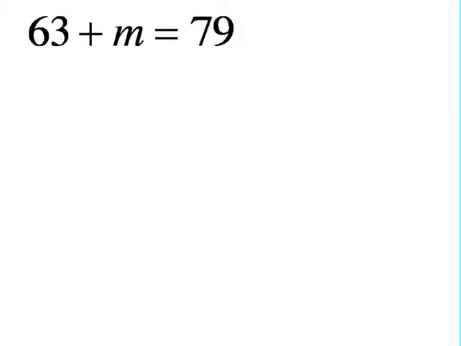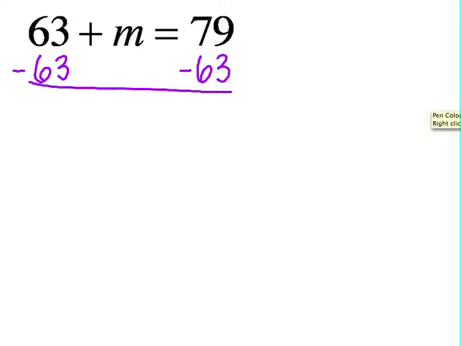Okay, so now let's look at this one. 63 plus m equals 79. What do you do? Subtract what? Yep, subtract 63 from both sides. On the left, 63 minus 63, they cancel. That leaves you with m. On the right, what do you have? 16. Good job. So m equals 16.